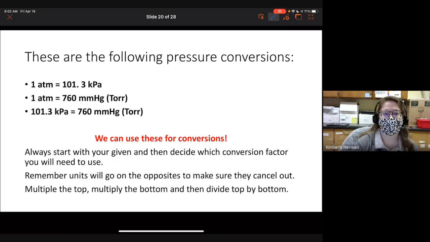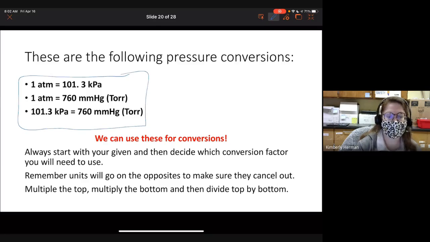Now, these are the following pressure conversions we're going to be using in class. We have 1 atm equals 101.3 kPa. We have 1 atm is also equal to 760 mmHg or torr, and we have 101.3 kPa and 760 mmHg or torr. Now, we can use all of these for conversions to help us convert between one to another. So if we're given atm, we'll be able to convert to kPa or mmHg.